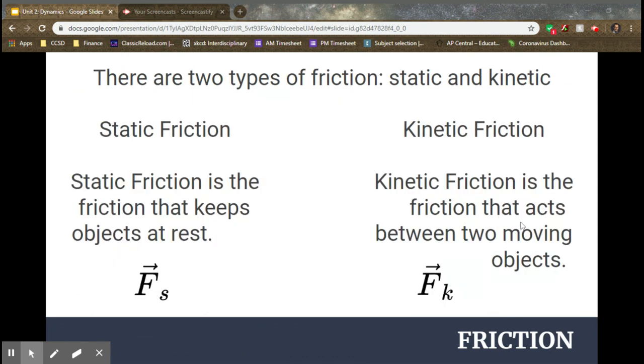All right. So there are two types of friction: static friction and kinetic friction. Static tends to mean that it remains the same, it's unchanging. So when we talk about static friction, we're talking about friction that keeps an object from changing its position. It keeps the object at rest. Kinetic friction, the word kinetic means motion. So when we talk about kinetic friction, we're looking at the friction that exists between two objects when there is actual movement involved.